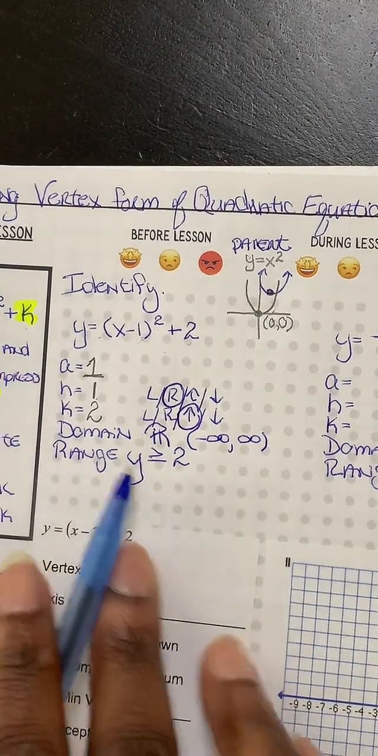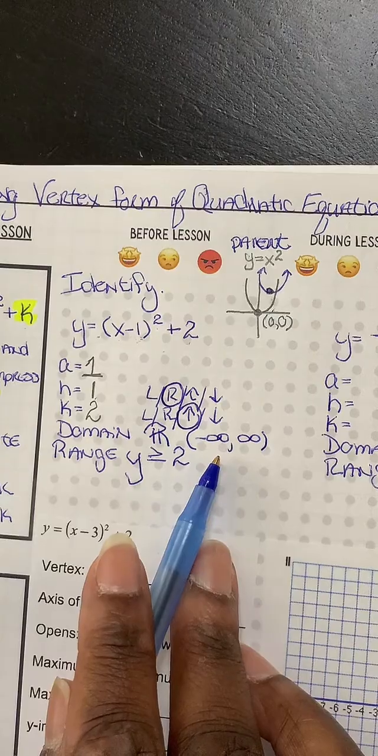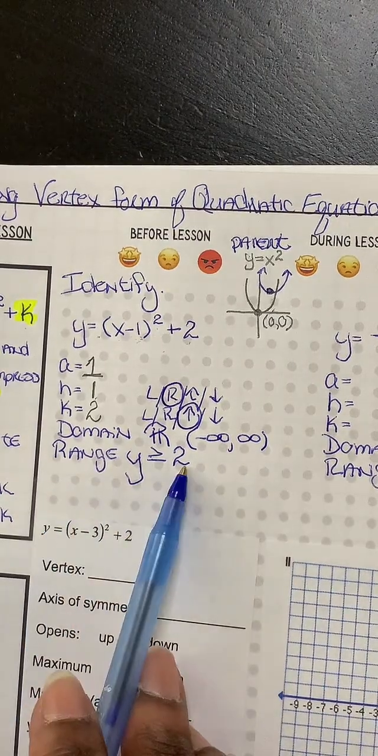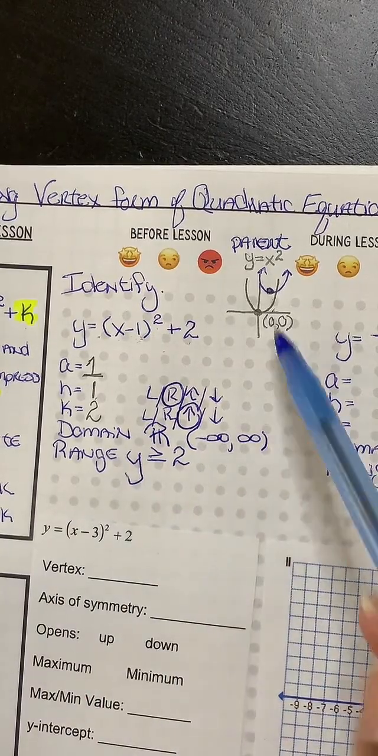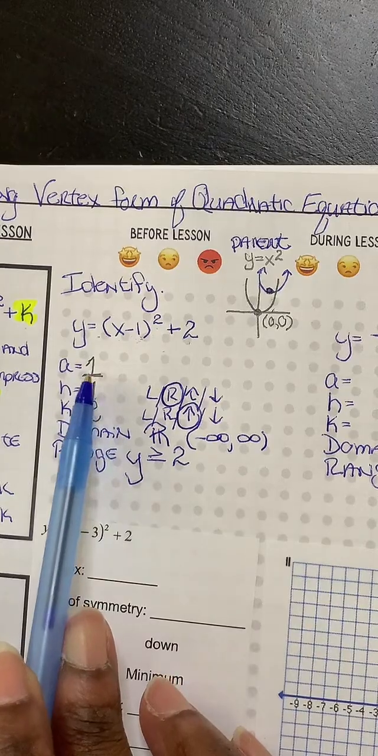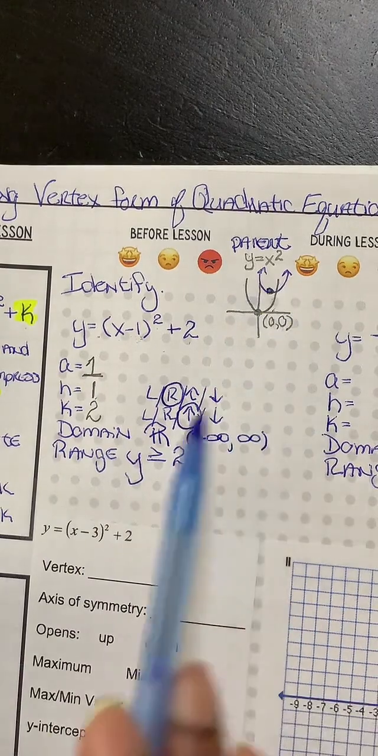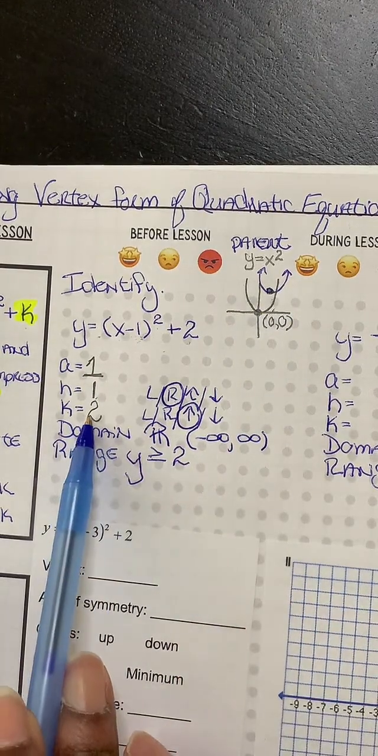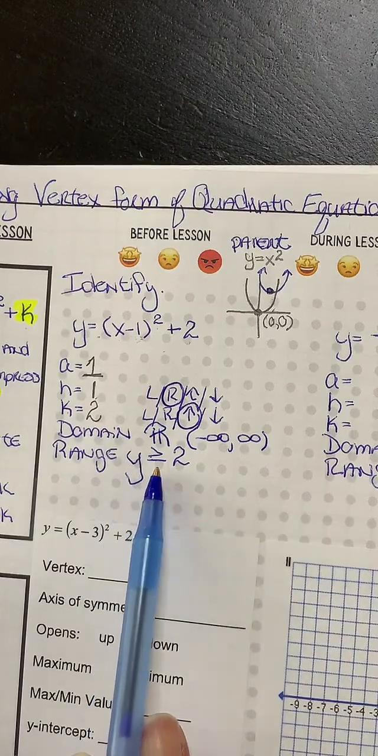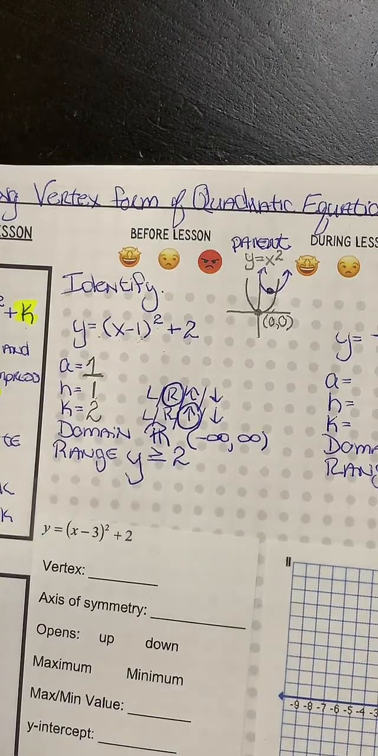So your domain is always going to be all real numbers, so don't get that twisted. Okay, that's always going to happen. But your range, you want to take a look at how the graph is opening. If my A value, which is a positive one, that means it's going to open up like a cup. And that means I'm looking at my K, which is a 2. So that's why it's Y is greater than or equal to 2.